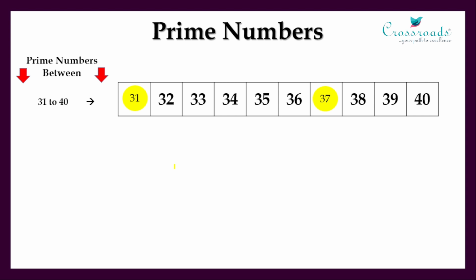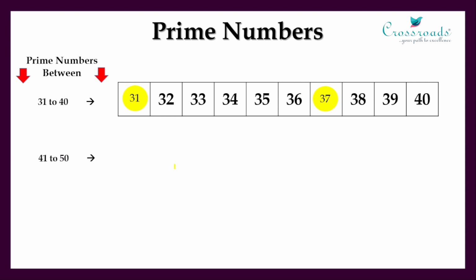33 is a multiple of 3 because 3 11s are 33. 39 is again a multiple of 3. 3 13s are 39. Hence, both of them are again composite numbers. 35 is a multiple of 5 and 7. 5 sevens are 35. So, again it will become a composite number.